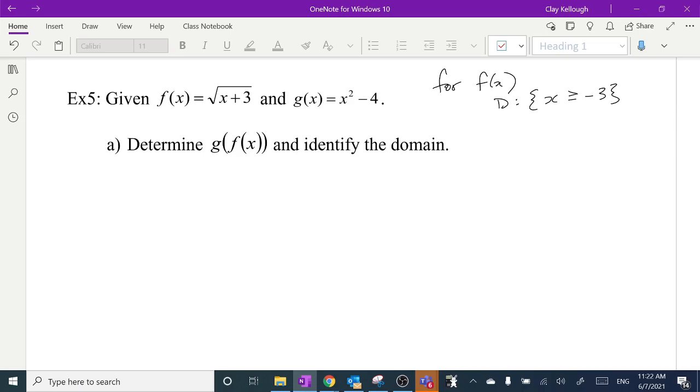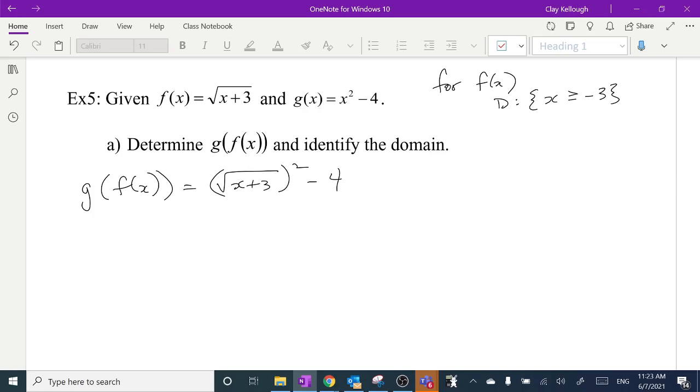Okay, well, let's do the algebra first. What's g of f of x? If I take this function and I replace this x with that function, what do I get? So if I replace this x with that, I get the square root of x plus 3, squared, minus 4. Agreed? So that's what I get.